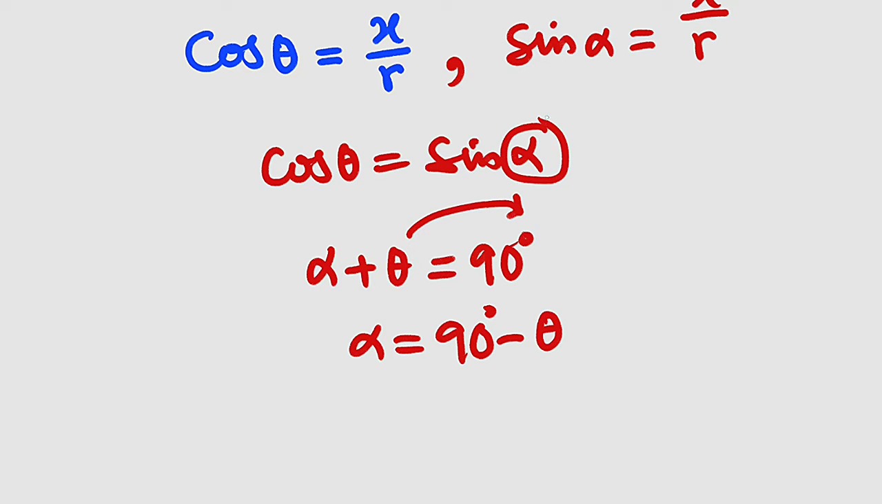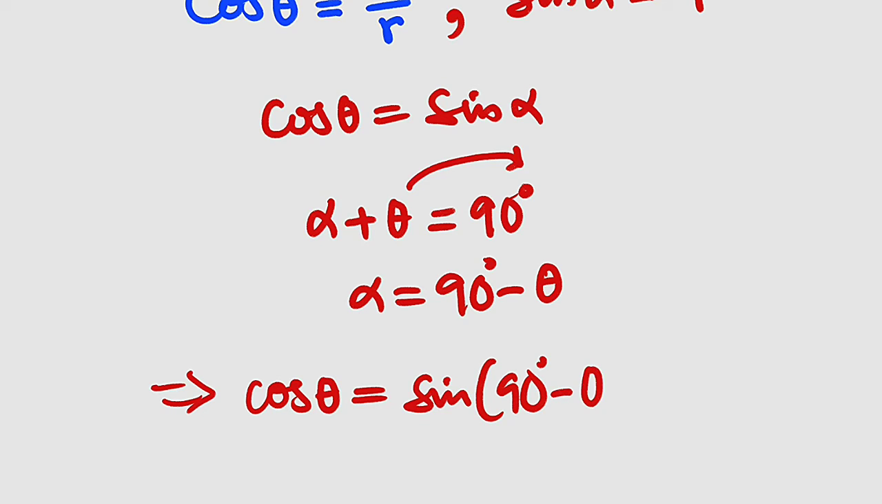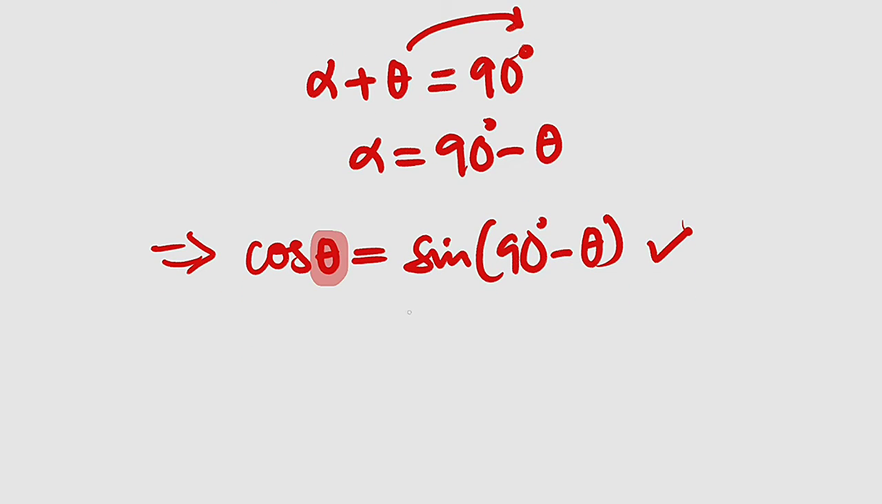Since we have alpha on the left hand side, we can replace it with 90 minus theta. This implies that cosine of theta is equal to sine of 90 degrees minus theta, and hence proved using a right angle triangle. And this is always true. Sine of an angle is equal to cosine of an angle if and only if the sum of their arguments is 90 degrees. Just observe, if you add this argument to this one, you obtain 90 degrees. So this is always true.